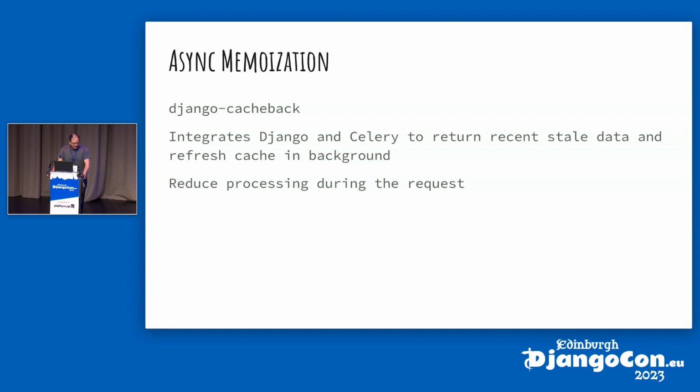I talked about memoization, and one of the most interesting and useful libraries I use is django-cacheback. It does the same thing, memoization, but when I ask for a value that it knows, but it's expired for some time, it will serve this stale data, and will create a task to refresh this cache in background. So I don't have to wait for this processing.